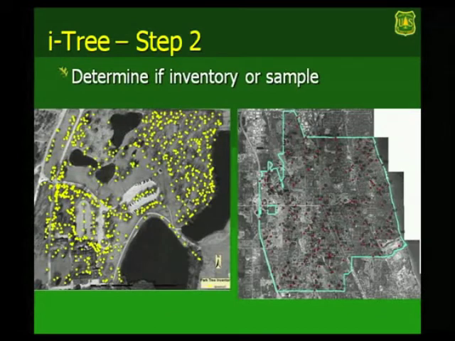Second step is that once you define your area, you have to answer the question, are you going to count every tree there, or are you going to sample to get to the total? Very simple. If it's a small area and you have 10 trees, it's just as easy to count. If it's a large area, you're going to sample, which means you're going to put out random points and only collect data around those points. And that's what the graphic at the right shows, is random samples within a city.